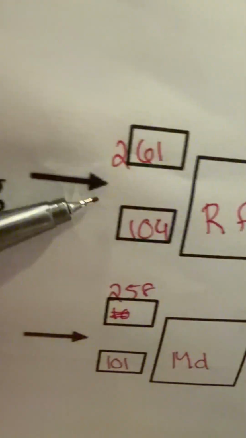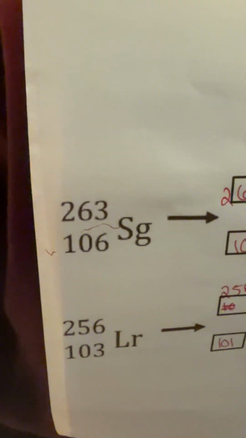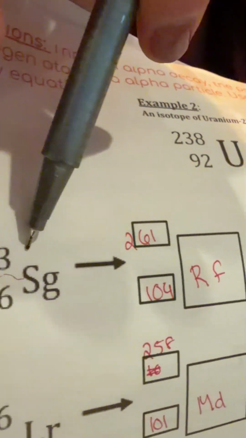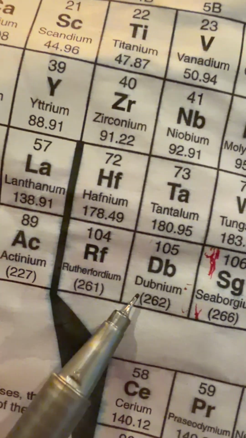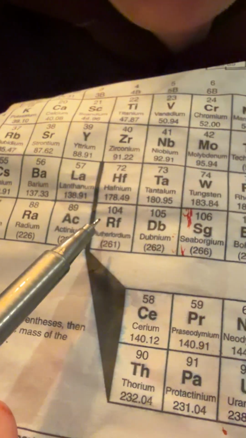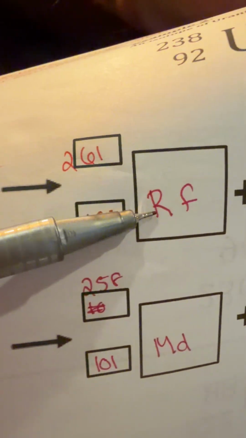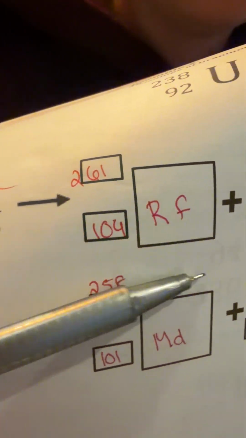So, here she is. We have seaborgium, and we're going to take 2 protons away from it. Where is she again? So we're going to jump once, twice to the right, and that leaves us with Rf, rutherfordium. So we're going to put the notation for the element rutherfordium, Rf, into the big square.